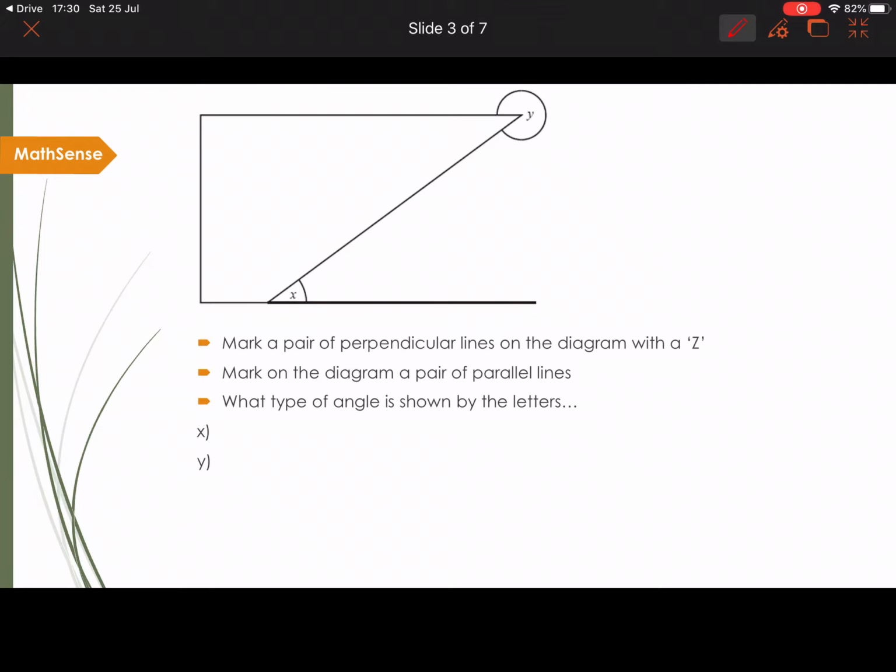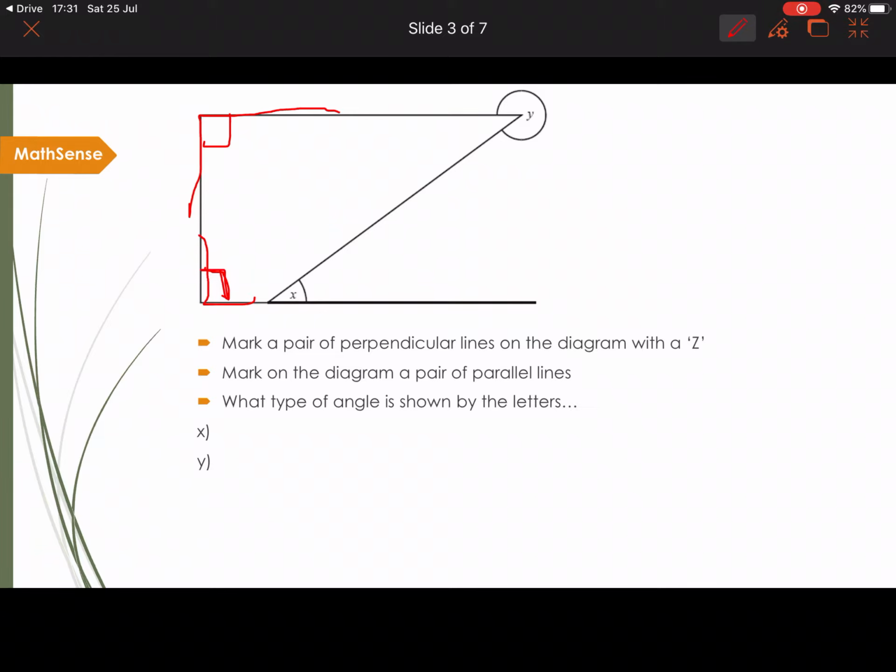In this question, you're asked to mark a pair of perpendicular lines on the diagram with a Z. Now, we learned in the previous slide that perpendicular lines are lines that make right angles with each other. So, for example, along here and down, that makes a right angle. Or down here and along, that makes a right angle. So you have 2 options here.